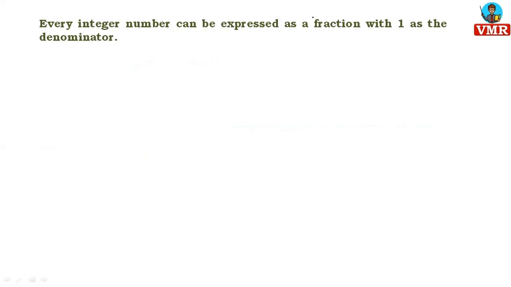Every integer can be expressed as a fraction with 1 as the denominator. If we take denominator as 1, the numerator can be any number: 2 by 1, 3 by 1, minus 1 by 1, minus 2 by 1. So any integer can be expressed as a fraction with 1 as the denominator. Here all the denominators are 1 only.